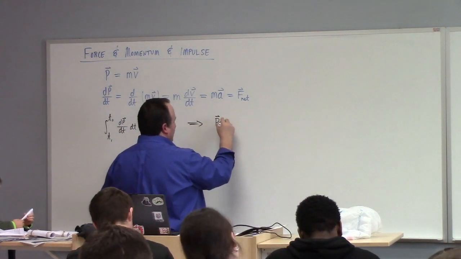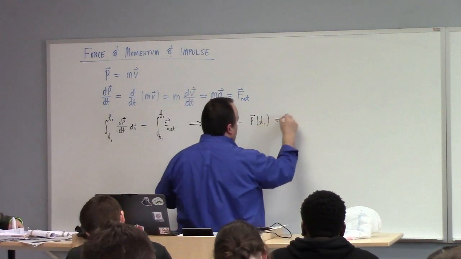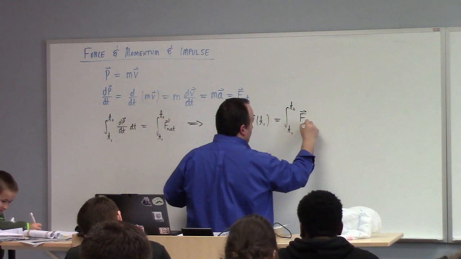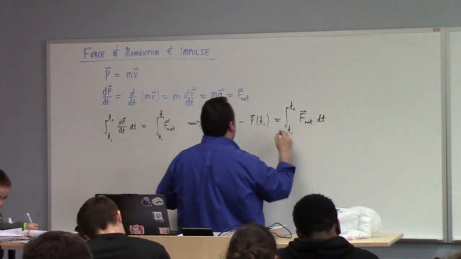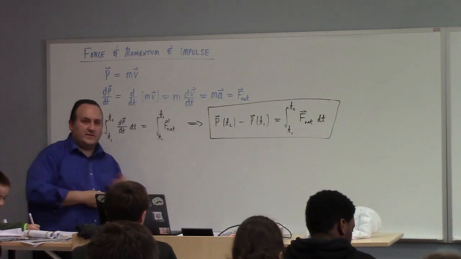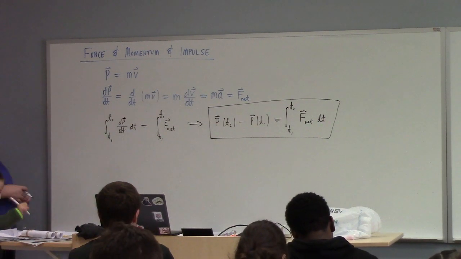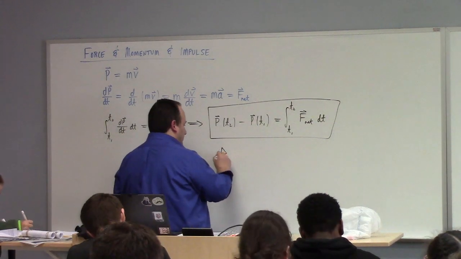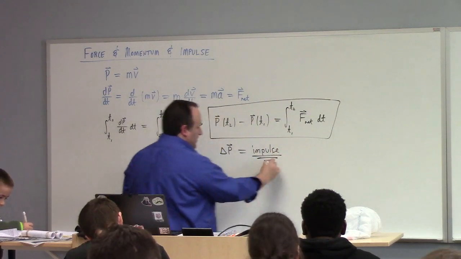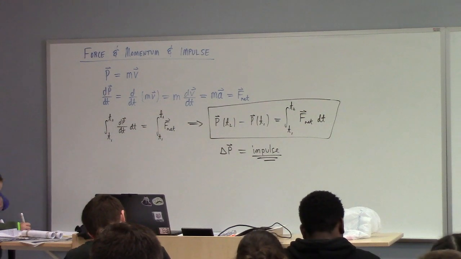So we have p of time 2 minus p of time 1 equals the integral from t1 to t2 of the net force dt. And so this right here is a nice thing to know about. It says that the integral of the net force gives you the change in momentum for the mass, right? Now, the change in momentum is equal to the impulse. So impulse is change in momentum. All right? Sometimes the letter J is used for impulse.